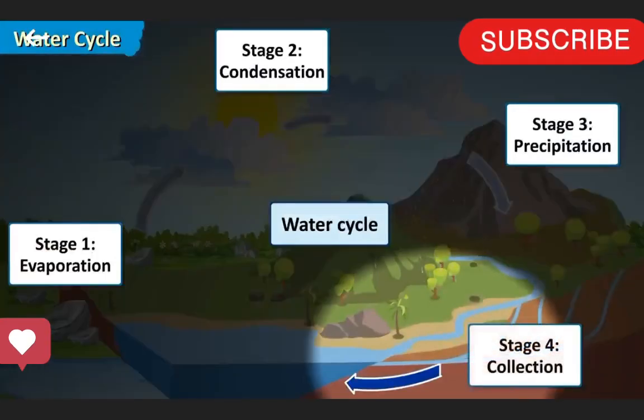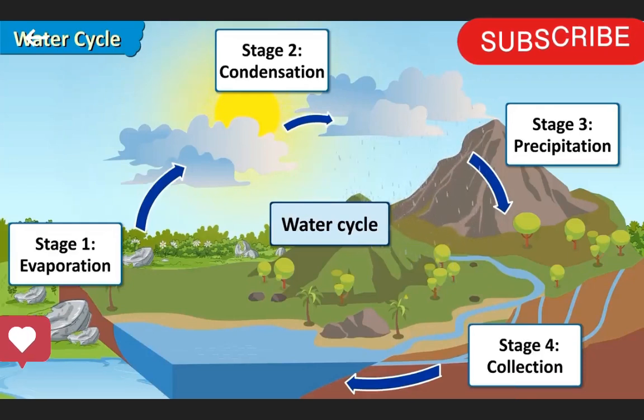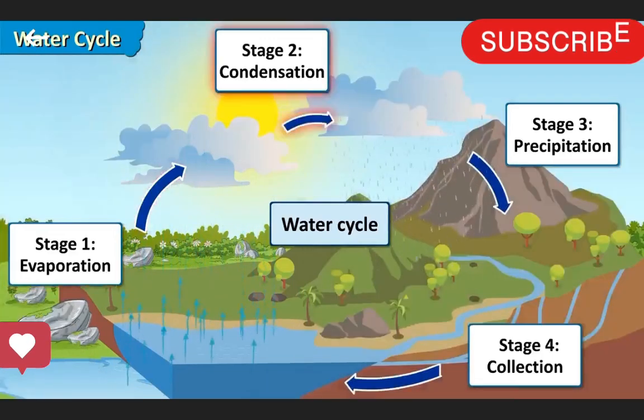This stage in which the rainwater is collected in water bodies and flows underground is called collection. Collection is the last stage in the water cycle. After this, evaporation happens again and the water cycle continues.